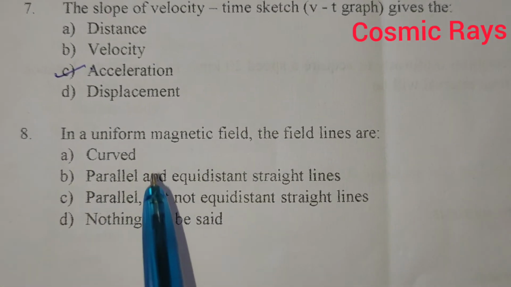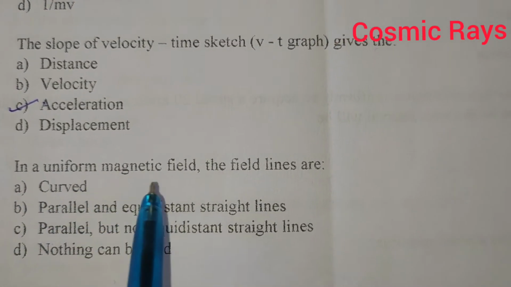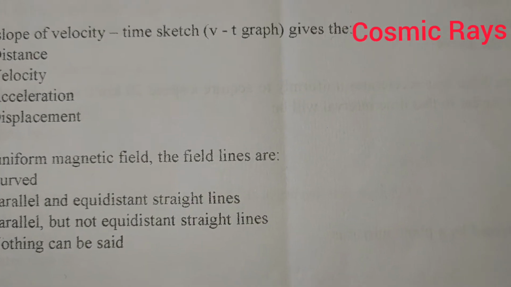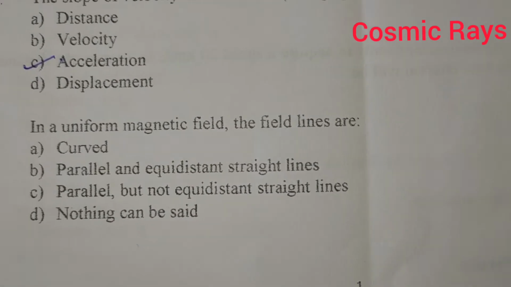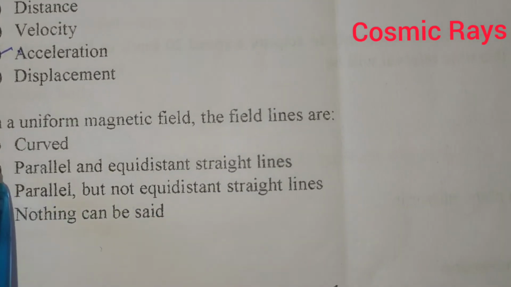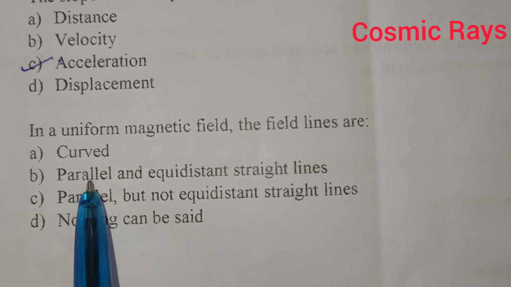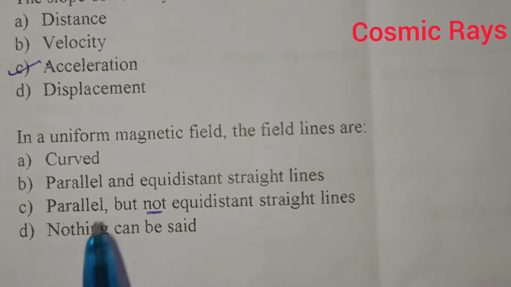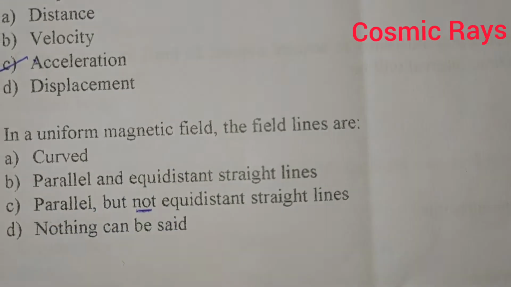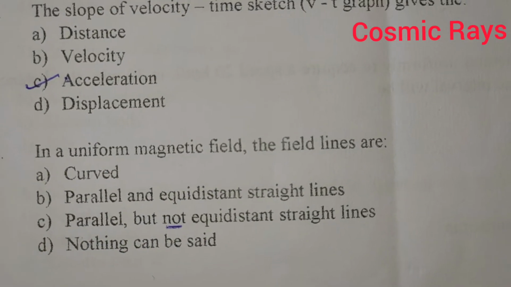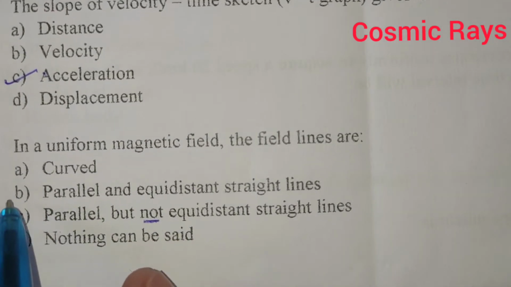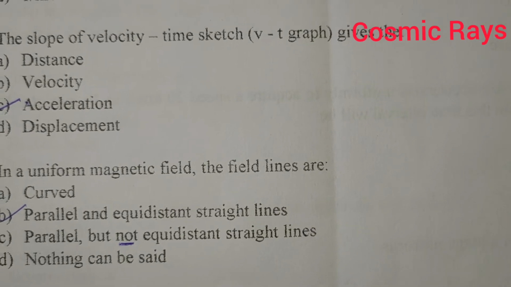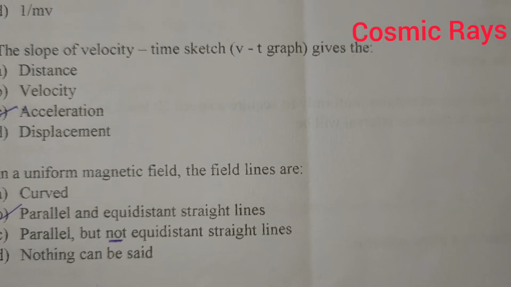The next question says, in a uniform magnetic field, the field lines are, and we know that they are parallel lines and they are equidistant from each other. So that option is given here, but there is a confusion between B and C. If you don't read properly, you will overlook the word not, so both of them will seem to be very similar. So don't get confused. Option B is the correct answer. In a uniform magnetic field, the field lines are parallel and equidistant straight lines.